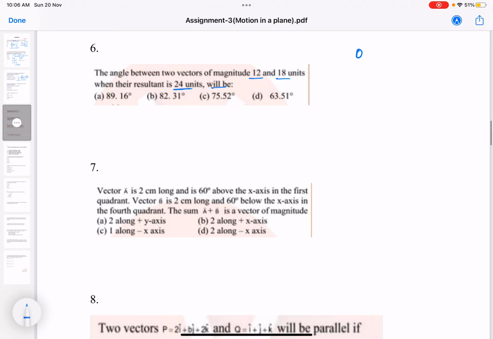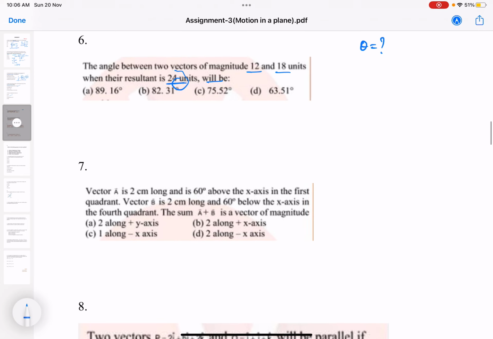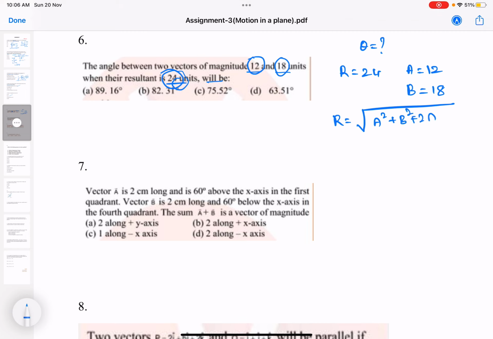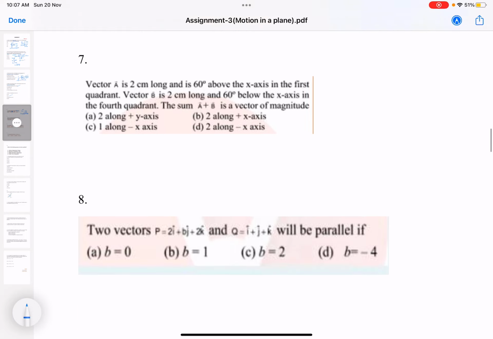He is asking to find theta if the resultant magnitude is equal to 24 units, the magnitude of A equals 12 units, and the magnitude of B equals 18 units. To find the resultant, R equals square root of A square plus B square plus 2AB cos theta. So he has given the R value, A value, and B value. The unknown is theta, so solve this equation to get the answer.